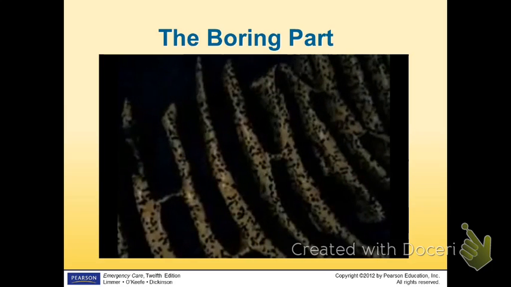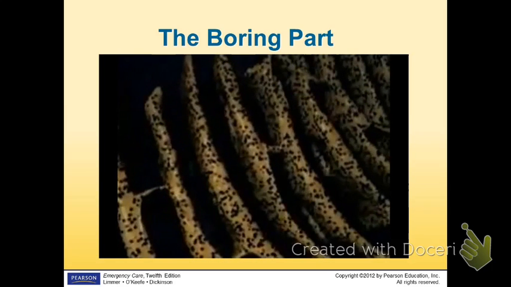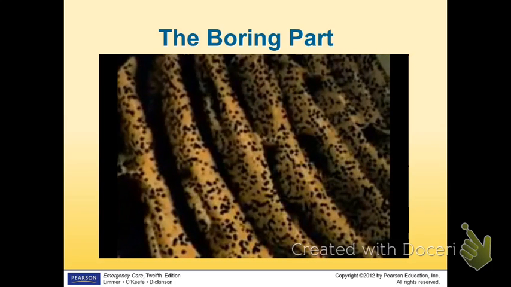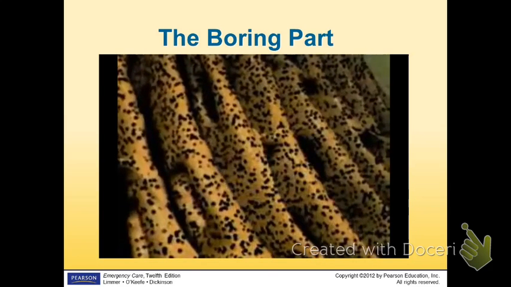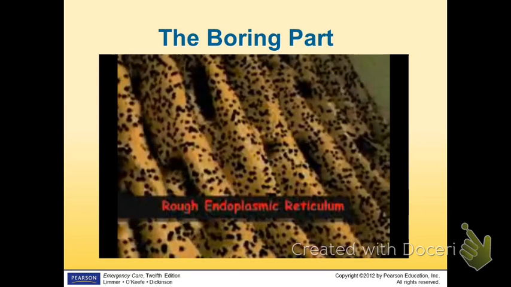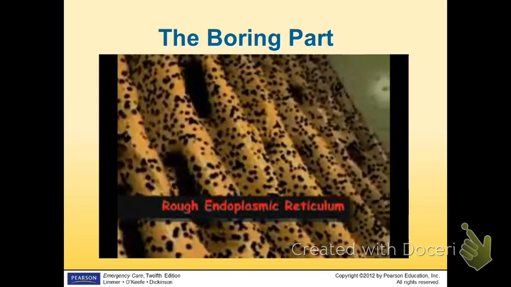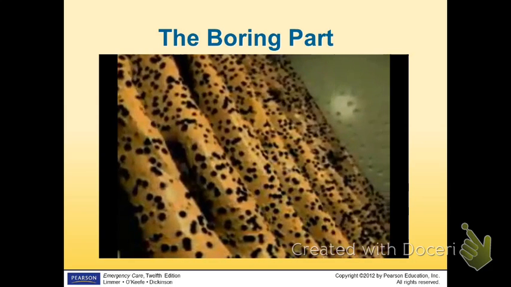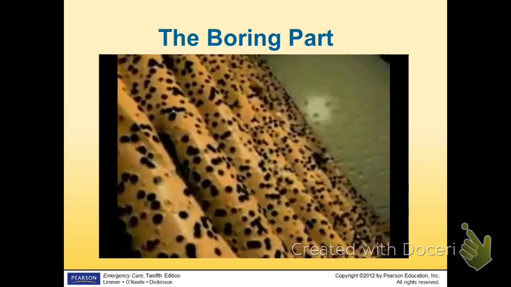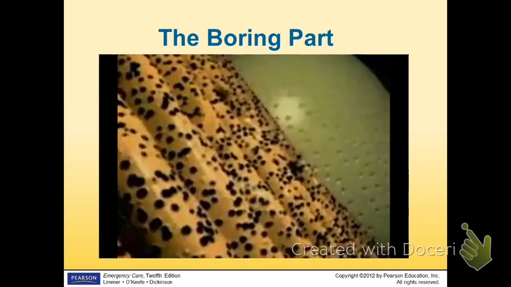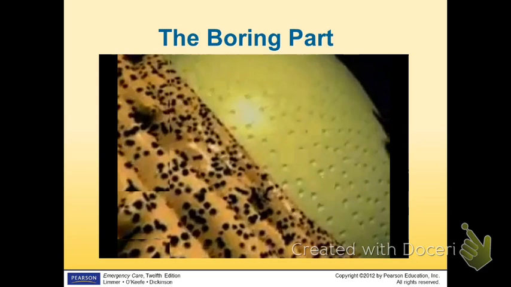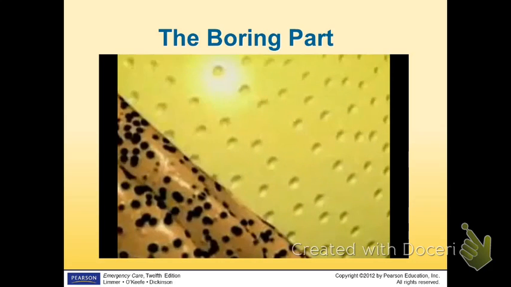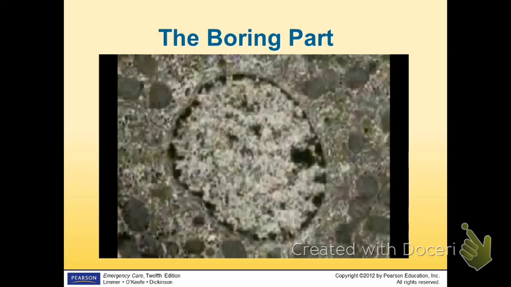There are two different types of ER. One type, called rough endoplasmic reticulum, appears to be covered with tiny spheres. Rough endoplasmic reticulum extends from the nucleus and is indeed covered with small structures called ribosomes, which are responsible for the rough appearance. The rough ER connects to the nucleus and is important in transporting certain substances, such as proteins, into and out of the nucleus.